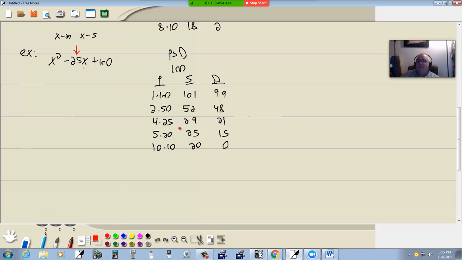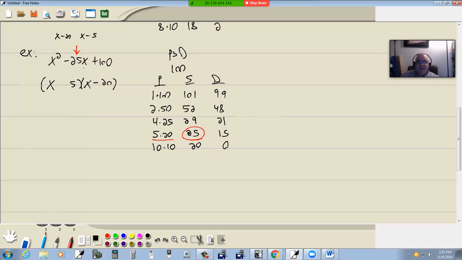Now remember, the number we're looking for is the number in the middle term, which is 25, which is right here, which means we use 5 and 20. Now our note says the larger number in the P column, we're using 5 and 20, so 20 is the largest one, will always be the same sign as the middle term. Middle term is negative, so that'll be a negative.